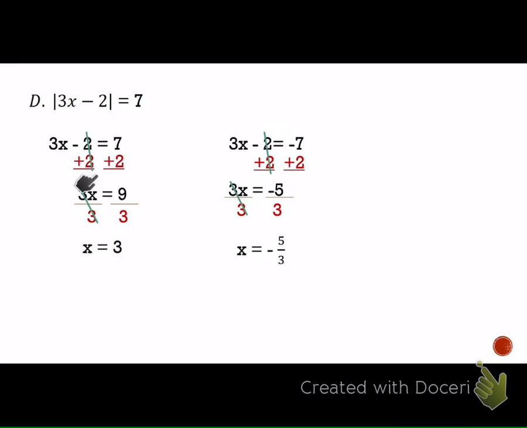When I plug them back in, 3 times 3 is 9. 9 minus 2 is 7. The absolute value of 7 is 7. This one checks out. When I plug this guy back in, the 3 and the 3 are just going to go away, leave me with the negative 5. Negative 5 minus 2 is negative 7. What's the absolute value of negative 7? 7. So these both work. I am confident that those are my solutions.